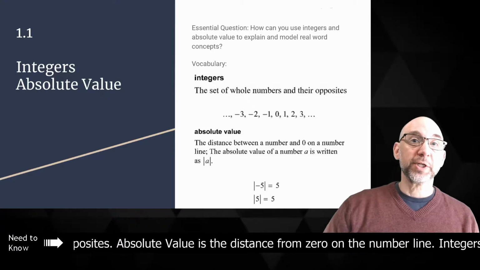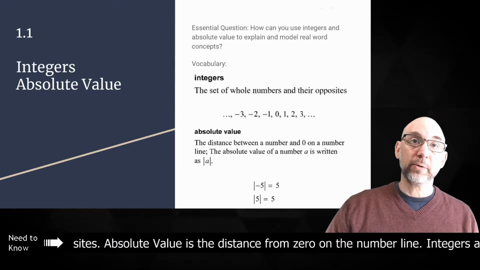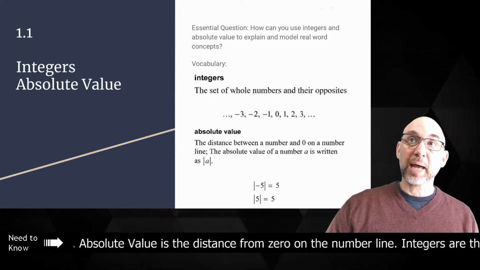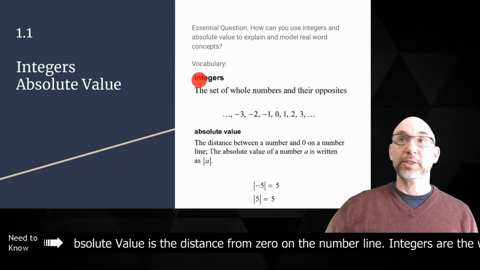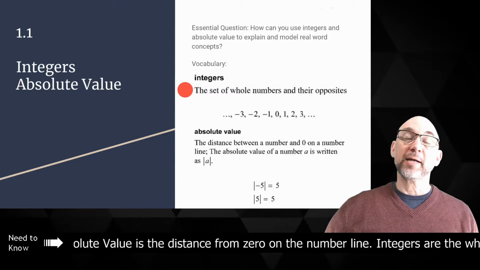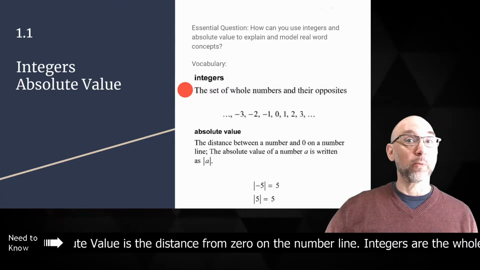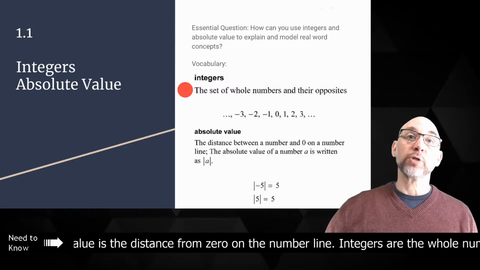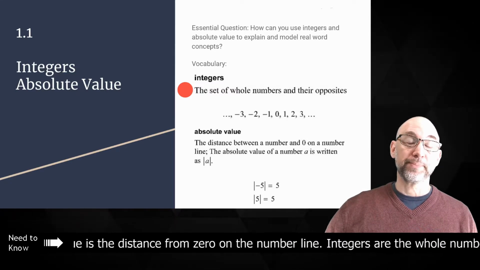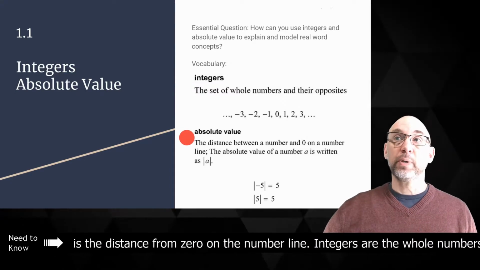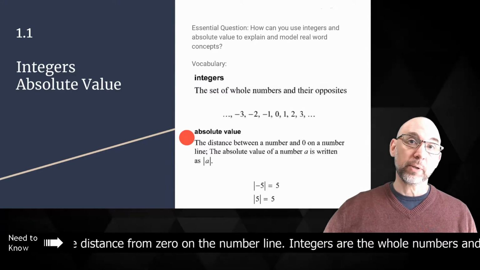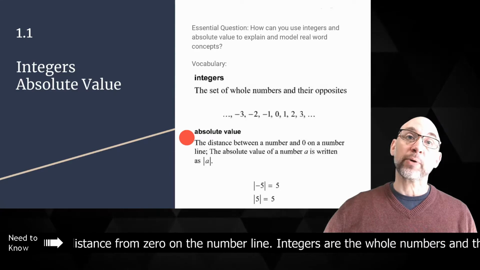So our essential question is, what are integers and absolute value, and how can we use them to model real-world situations? A couple of vocabulary terms. First one is integers right here. That's the set of whole numbers and their opposites. So like 1, 2, and 3, -1, -2, and -3. Integers also include the number 0. Absolute value is simply how far away from 0 a number is if you would count it on a number line.